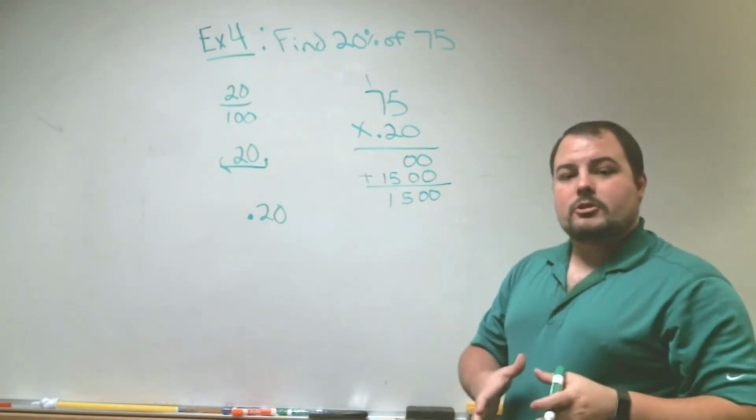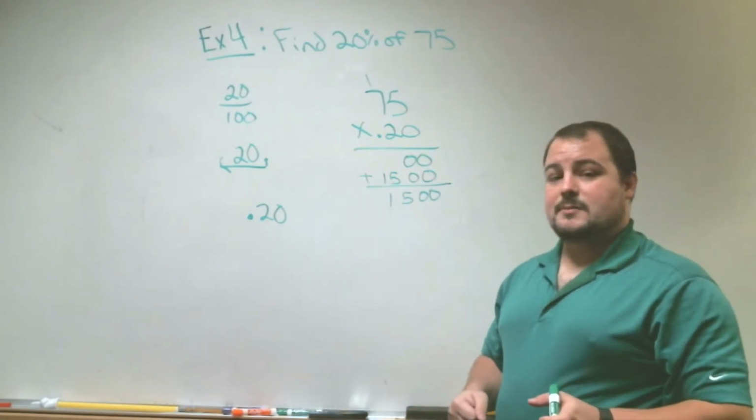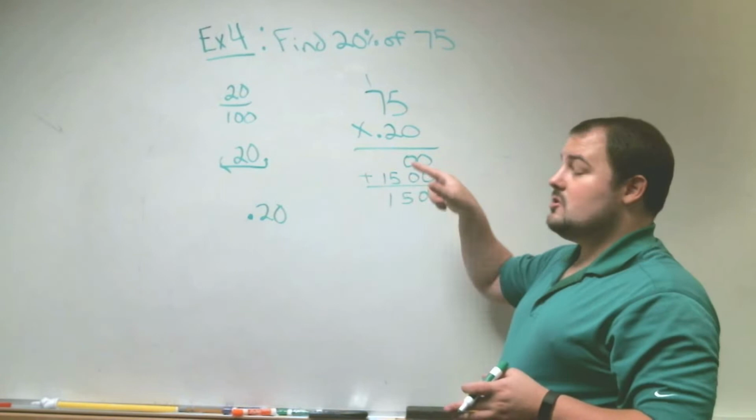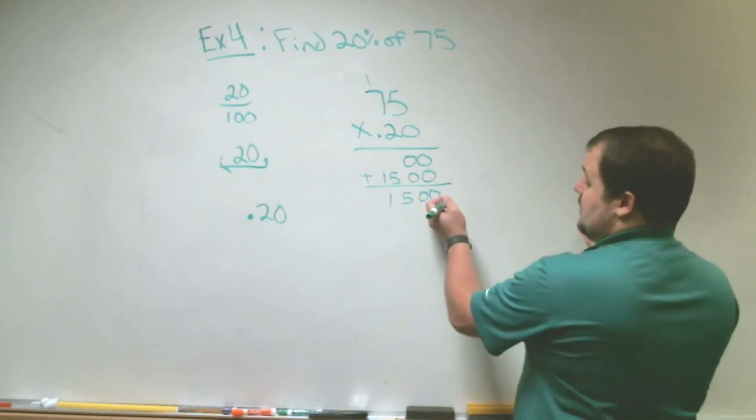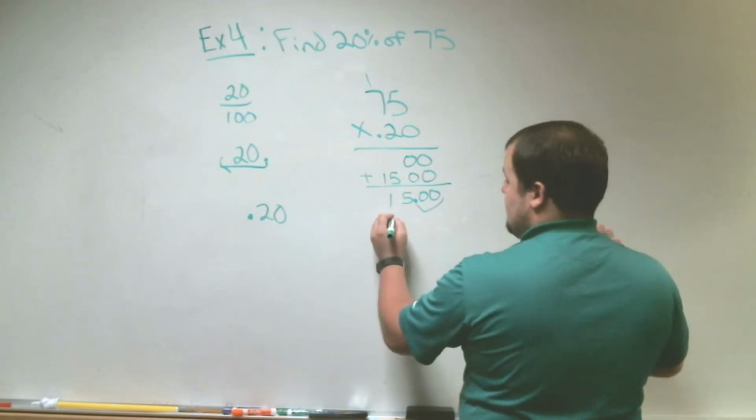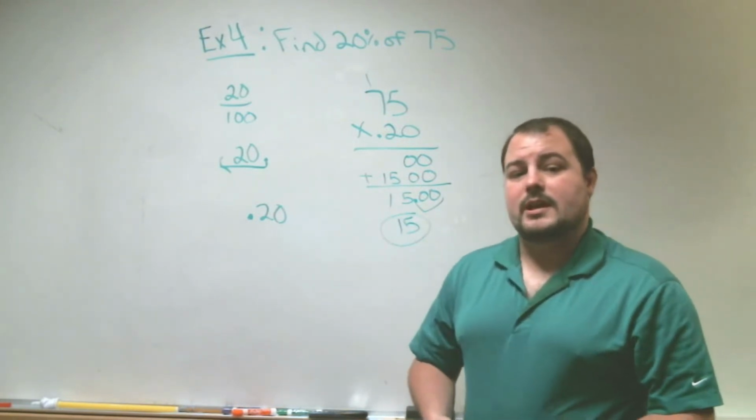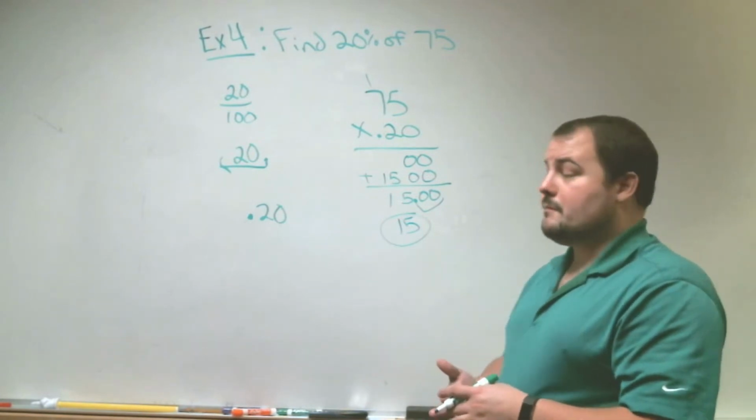Now, in order to actually get your right answer, you have to count how many numbers are behind the decimal. Well, there's 2 numbers behind the decimal. So what that means is you take your decimal from here and move it 2 spaces in. So this means that 15 is 20% of 75.